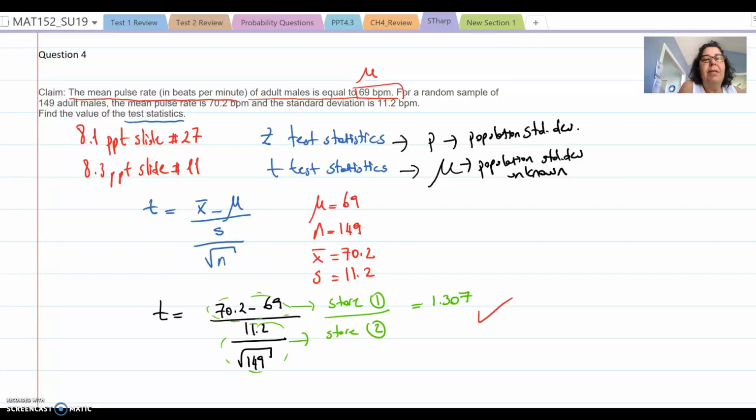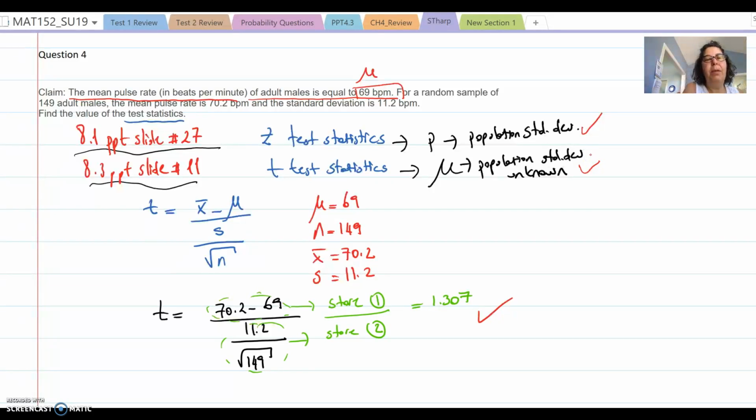So the problem says that, so look at 8.1, slide number 27, and 8.3, slide number 11. Okay. So what do we see after we complete those 8.1, 8.2, and 8.3? We use z-test statistics for population proportion, for P, right? And t-test statistics for population mean, mu. And also we use z-test statistics if we know the population standard deviation. However, if we do not know the population standard deviation, we use t-test statistics.